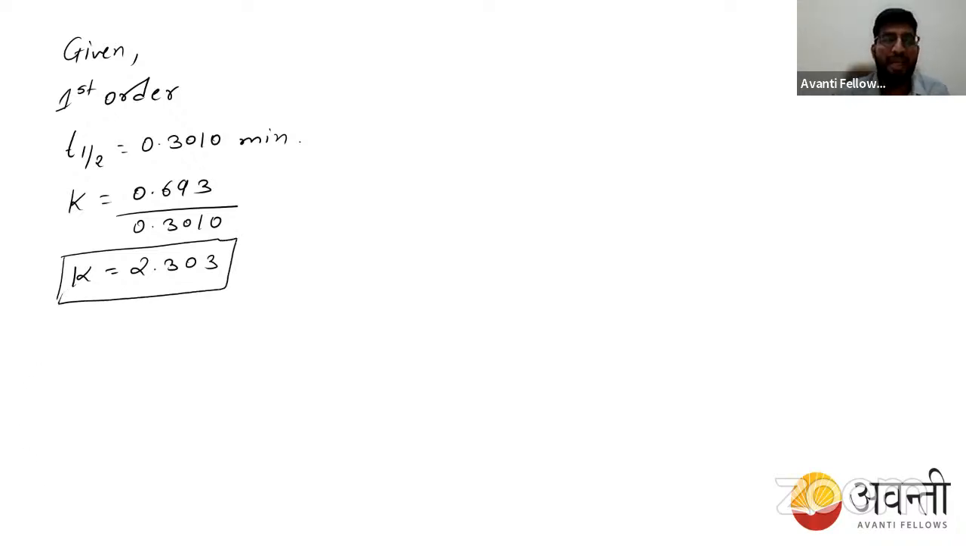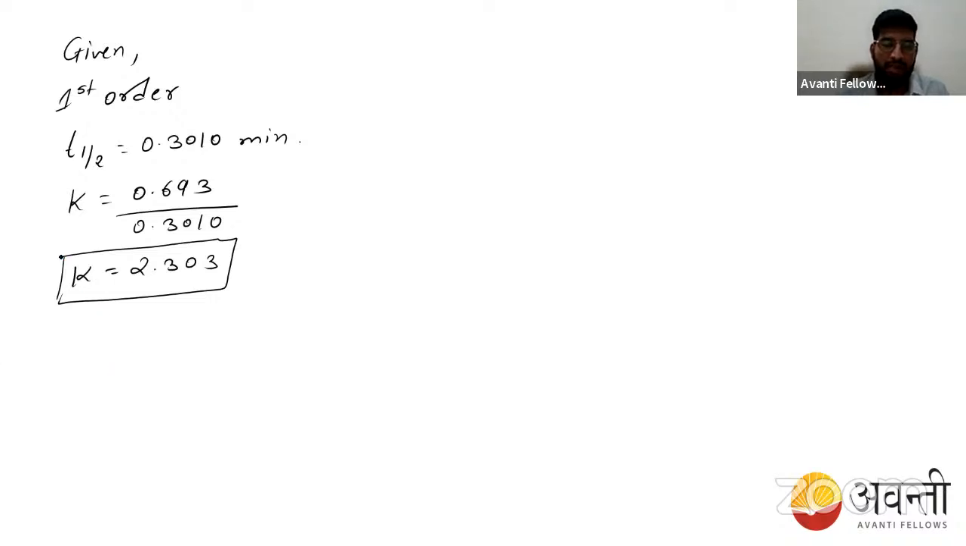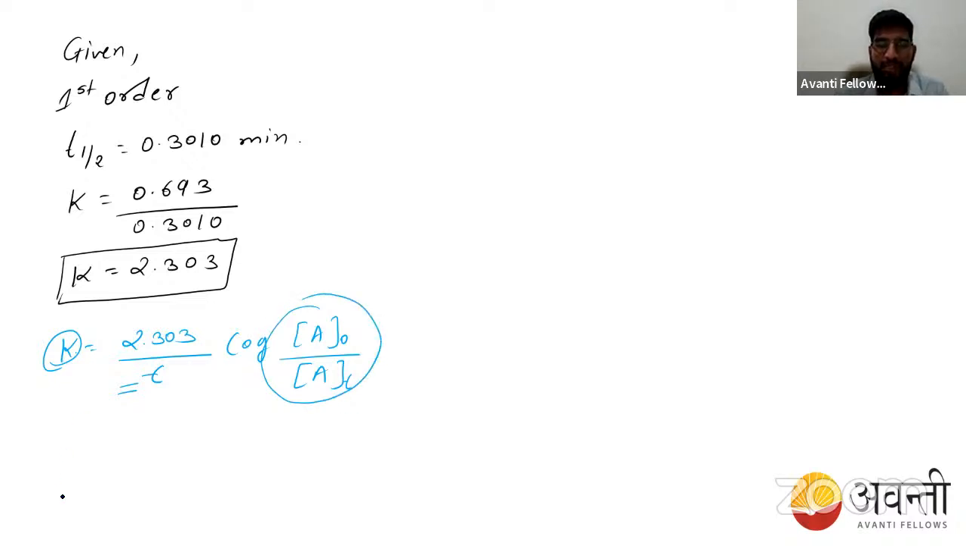We know the integrated rate equation for the first order reaction. Can anyone tell me what the integrated rate equation is? Yeah, very good. K is equal to 2.303 upon time t, in minutes, seconds, whatever it may be, into log A naught upon A. A naught is the initial concentration, and A is the concentration at time t. We have a K value, we have a t value, and we have to calculate the ratio of this term, which we can do very easily. So let's put in all the values and solve the question.